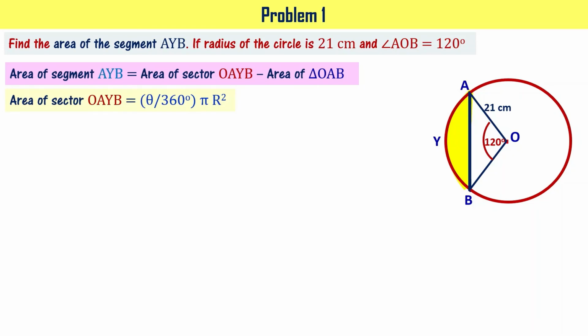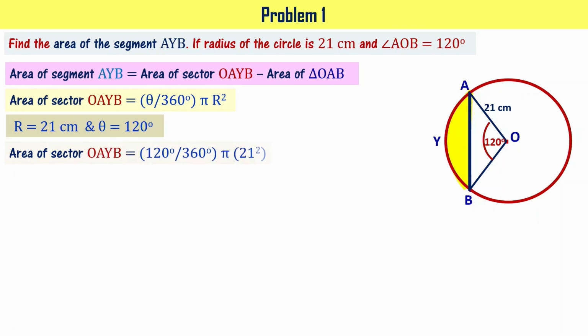Area of sector is defined as theta divided by 360 degrees times pi r square, right? And theta is given, that is equal to 120 degrees, and r is given, that is 21 centimeters. When you substitute these two values, the area of sector OAYB can be written as 120 divided by 360 times pi times 21 square. Simplify it such that you get area of sector as 462 centimeters square. Please take a note of this point.